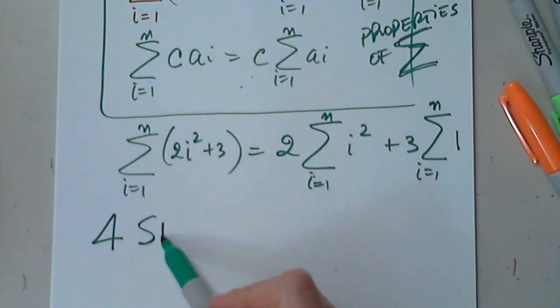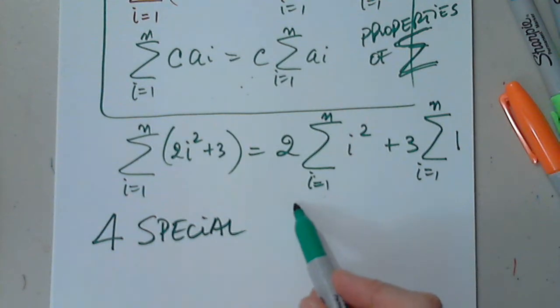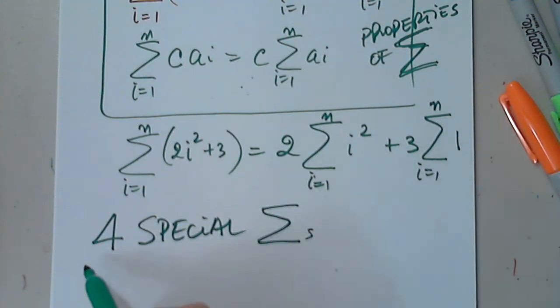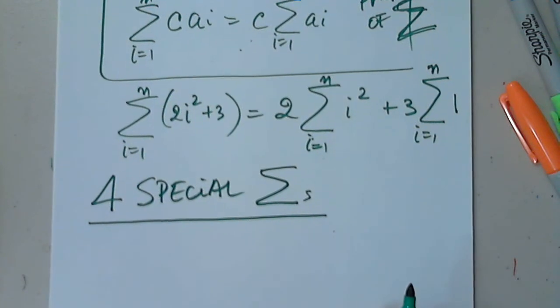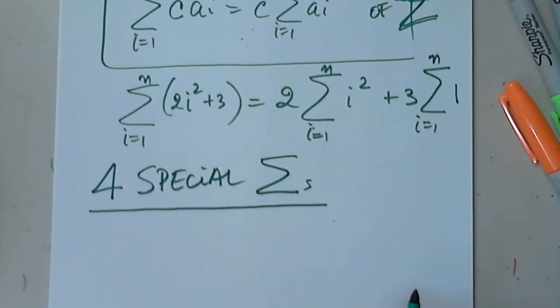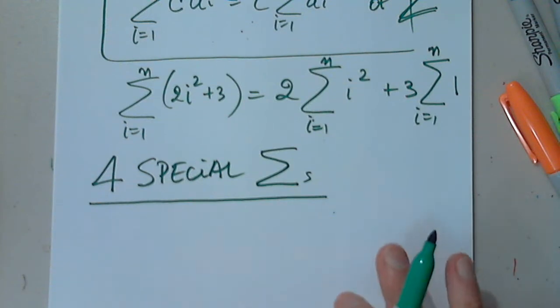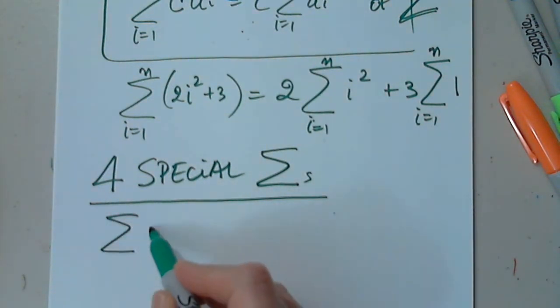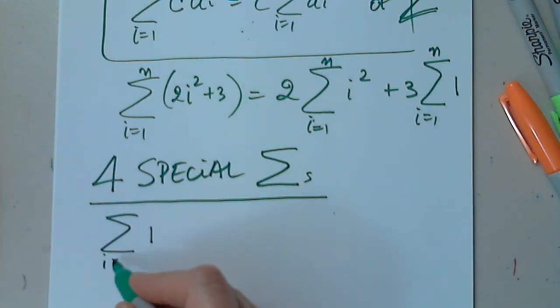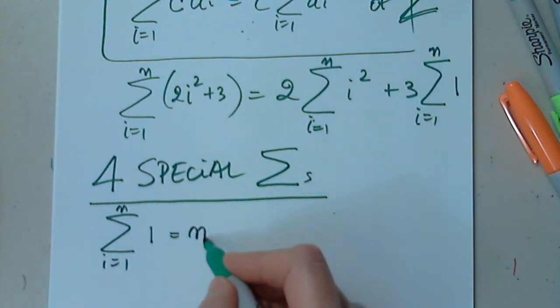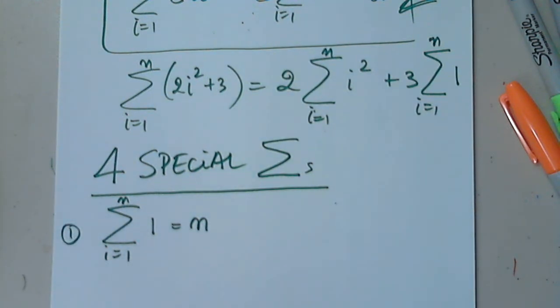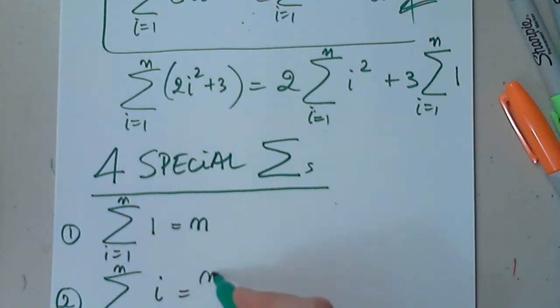Four special summations. And these have to be, I can't say remembered because you can use notes, but these are extremely important. The sum of 1 from i equals 1 through n equals n. That's number 1. Number 2, the sum of i from i equals 1 through n is n times n plus 1, divided by 2.